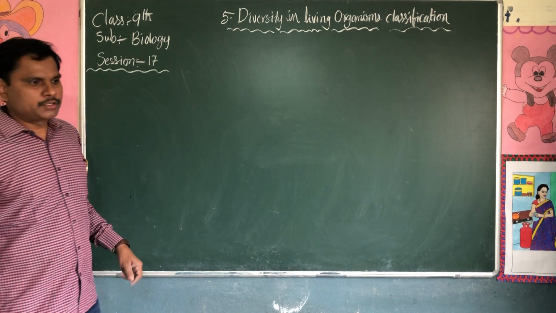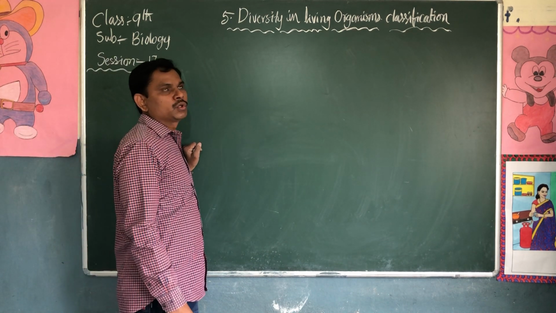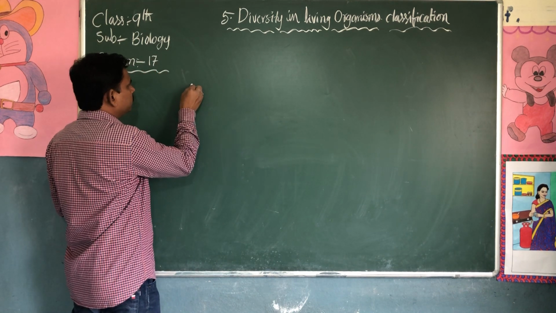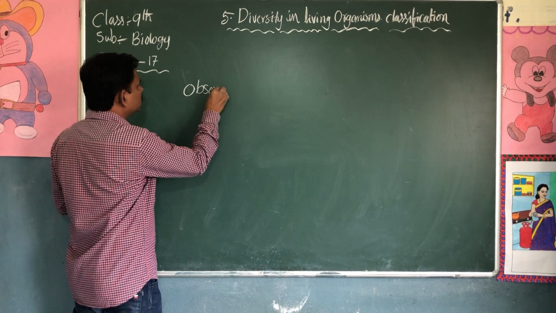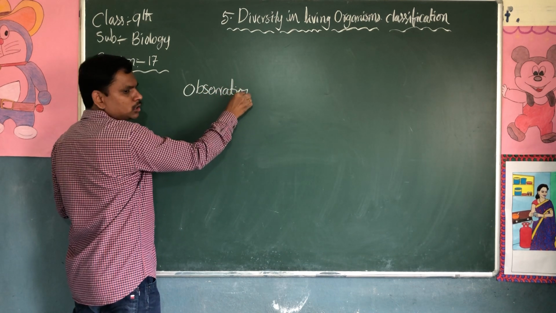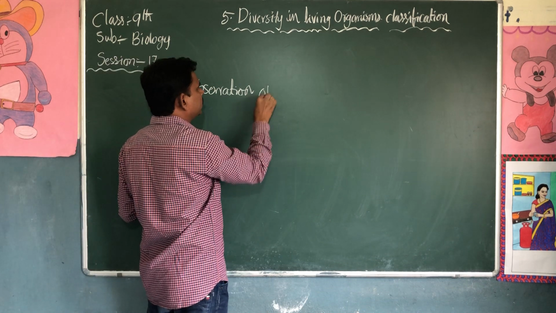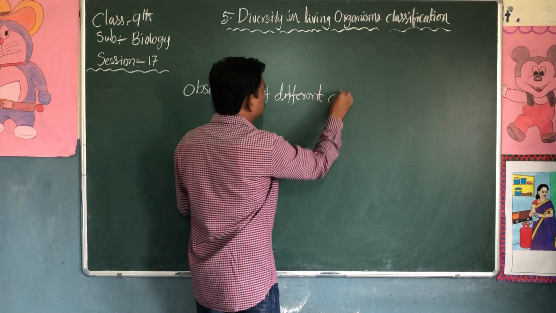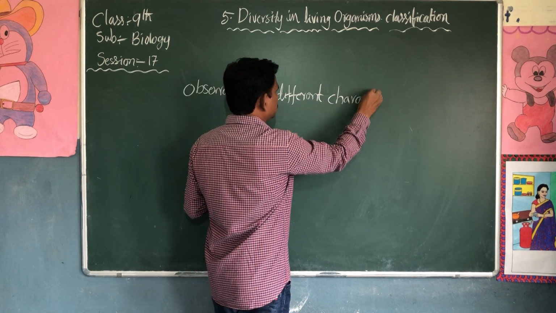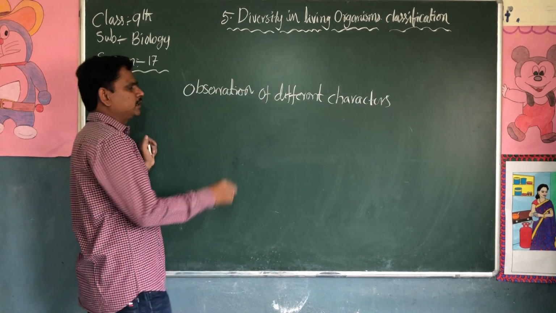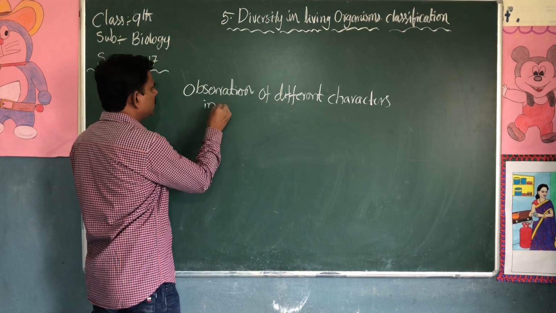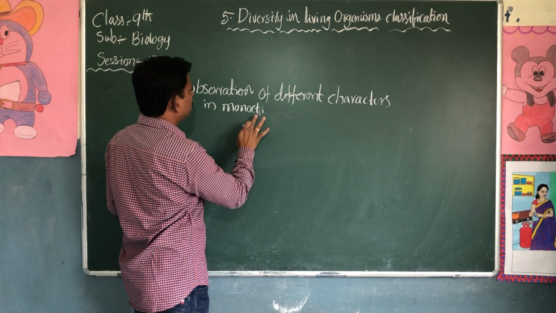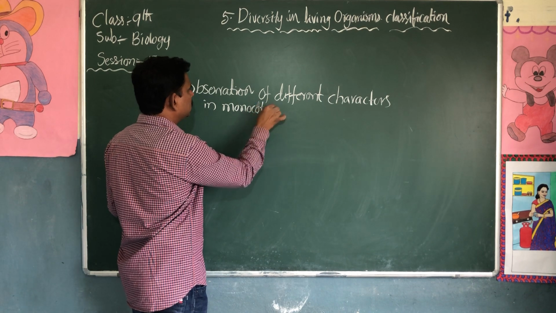So now we discuss observation of different characters in monocots and dicots. This is very, very important for 4 marks. Observation of different characters in monocot and dicot.